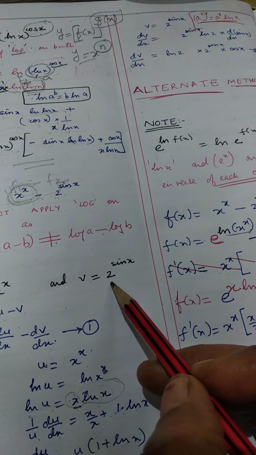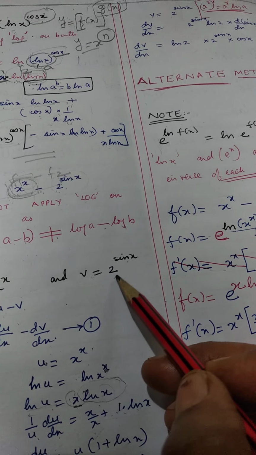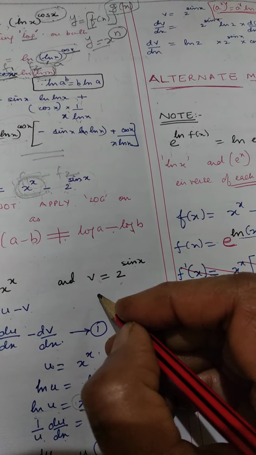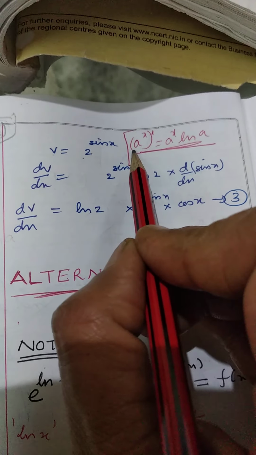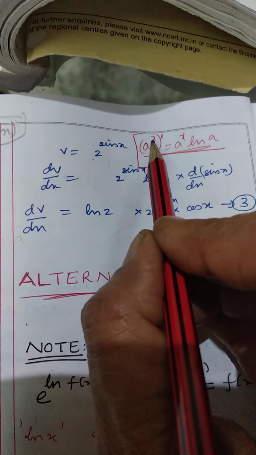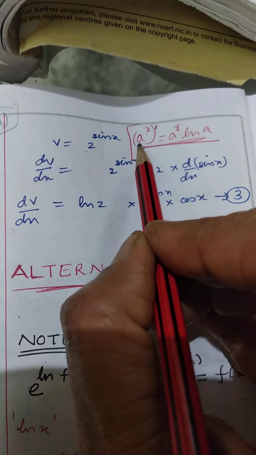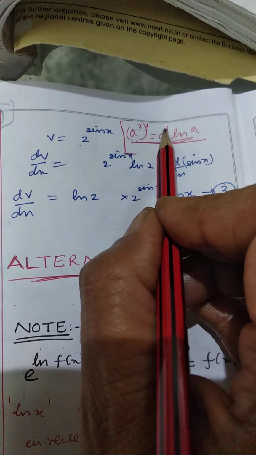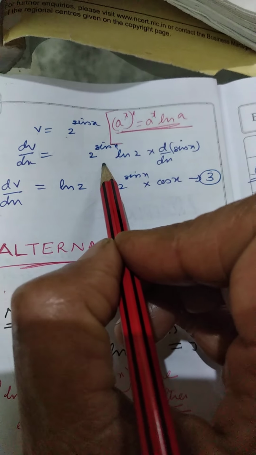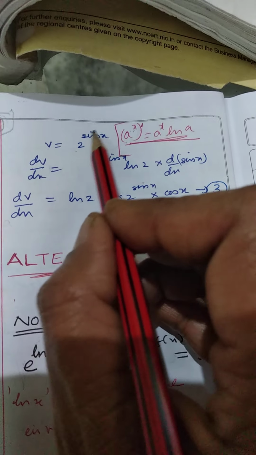V is equal to 2 to the index sine x. 2 to the index sine x is nothing but the derivative of a to the index x. A to the index x, a is a constant, its derivative is a to the index x log a. So we can straight away apply the formula for a to the index x.